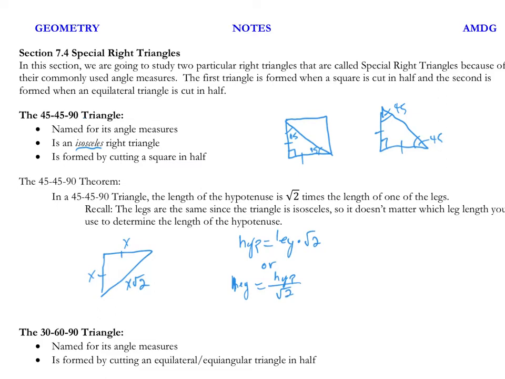So a quick example here for you. I'll make a nice easy one. This is a 90-degree angle. Those are congruent. We'll call each one of them 8. What is the hypotenuse here? That would mean that x has to be 8 rad 2.